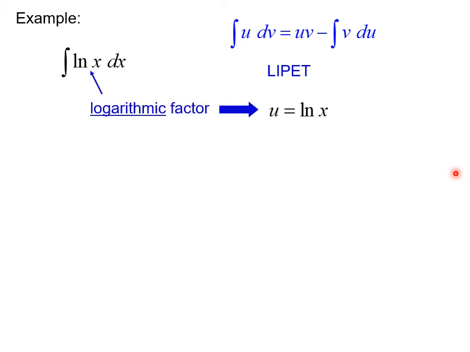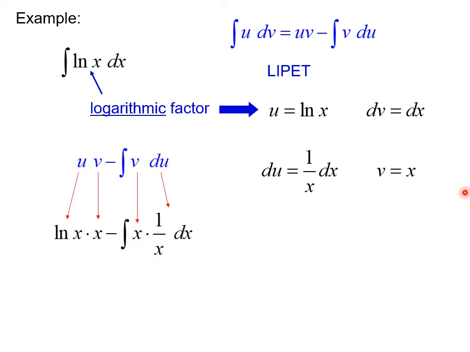Yes, logarithmic factor: u equals ln x and dv equals dx. So du, the derivative of ln x, equals 1 over x dx, and the integration of dv gives v equals x. Now we satisfy our rule for integration by parts: the integral of u dv equals uv minus the integral of v du. uv means ln x times x, or x ln x, minus the integral of x times 1 over x, which is 1. So it's easy now to integrate it. The result will be x ln x minus x plus c.